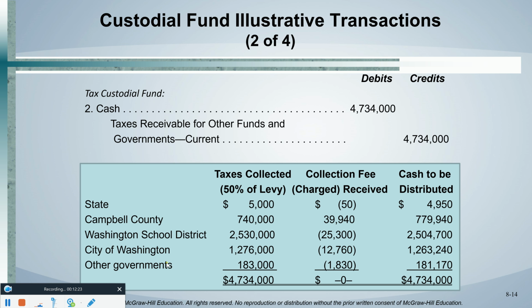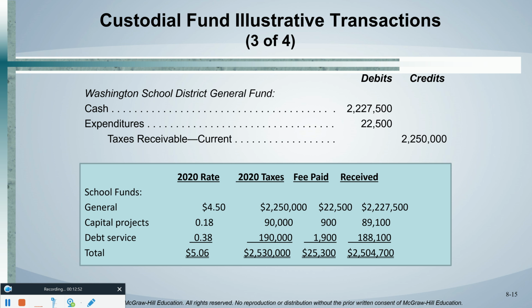Now what I'm going to do is flip the slide and we're going to take a look at some journal entries for the school district. Take a look at the school district one more time. $2,530,000 in taxes were collected for the school district. $25,300 in a collection charge. And the net amount distributed to the school district, $2,504,700.